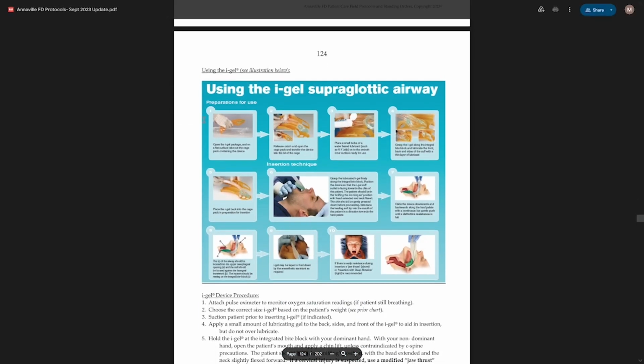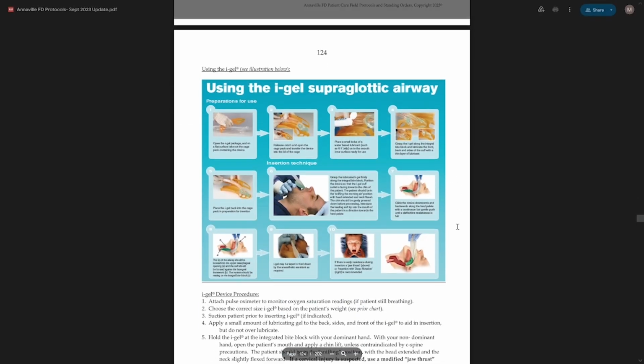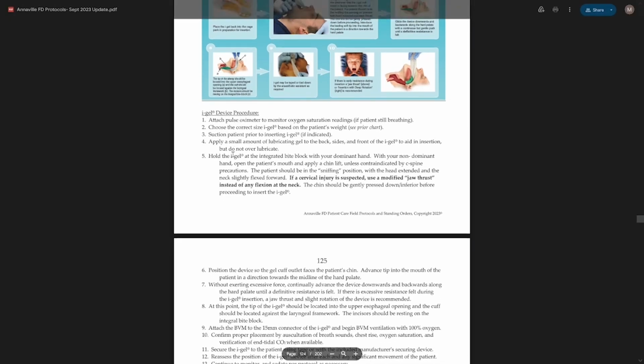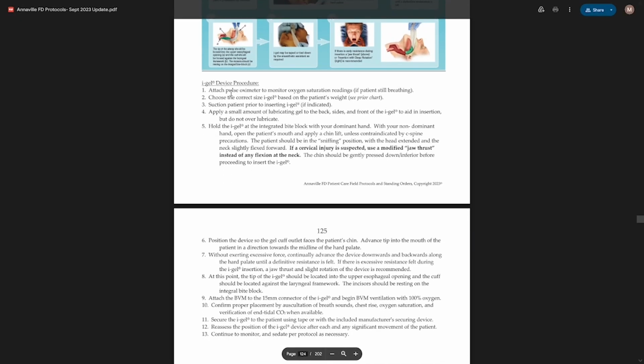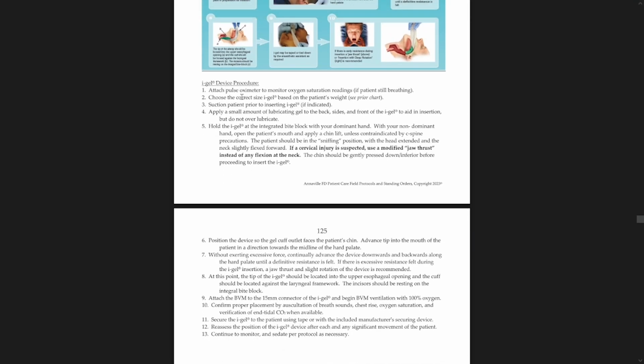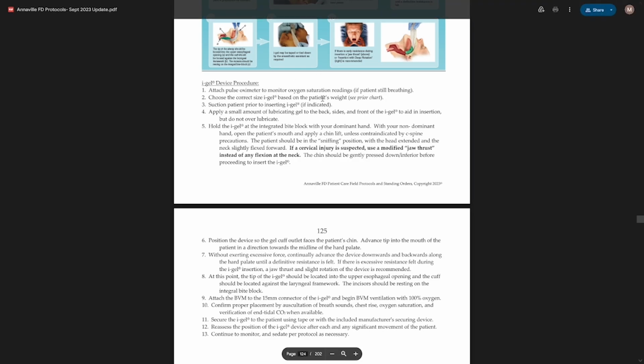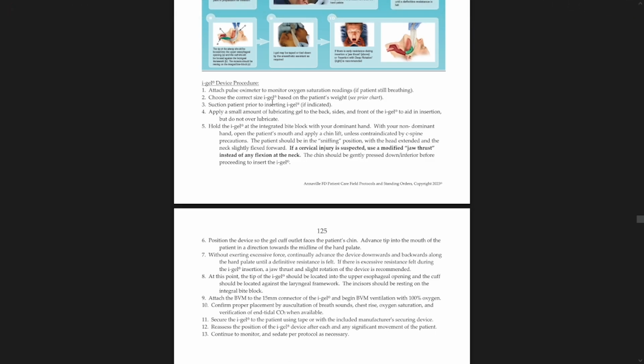Here's a little diagram of how you can use the iGel. I will not be going over it. You can YouTube that. The iGel device procedure: attach a pulse oximetry device to monitor oxygen levels if the patient is still breathing. Choose the correct size iGel based on the patient's weight. Suction the patient prior to insertion of the iGel if indicated.